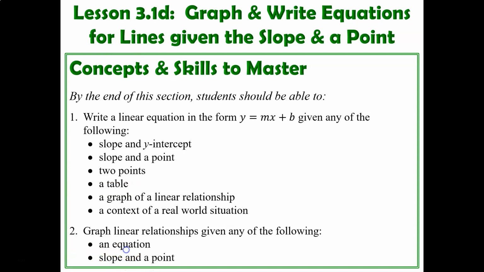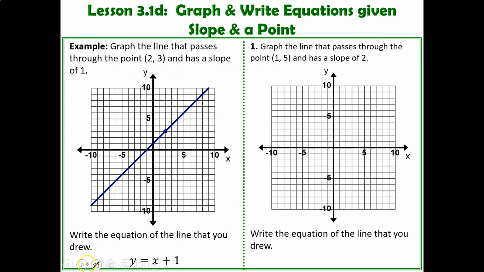All right, this is section 3.1D, graph and write equations for lines given the point and a slope. We sort of started doing this in the IXLs, but I'm going to show you another way today. In this example, it shows you a line that started at (0, 1), and then you used a slope of 1. When you go to write the equation, you find where it crosses the y-axis to get your b, which is 1, and then they gave you the slope of 1, and you put that in for m. All right, so let's look at number 1.